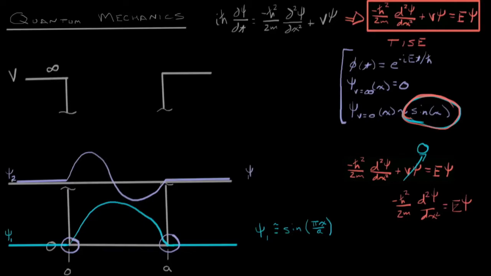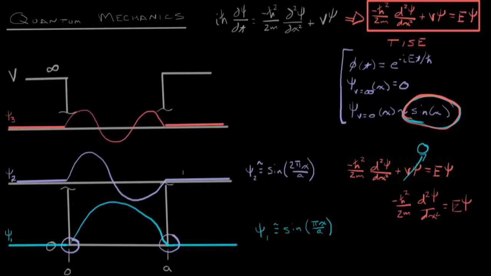And we know enough about trigonometry that we can just write down the basic form of the equation, sine of 2 pi x over a. Finally, I've drawn out the third solution to the Schrodinger's equation in the infinite square well.